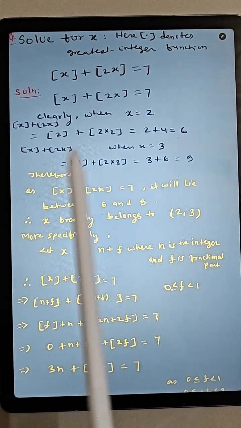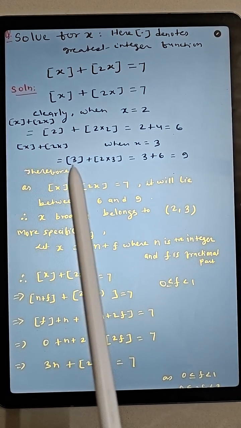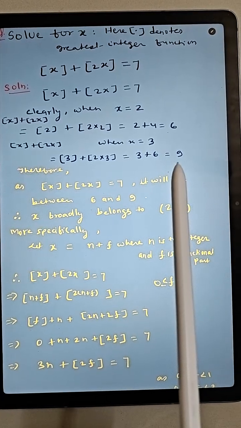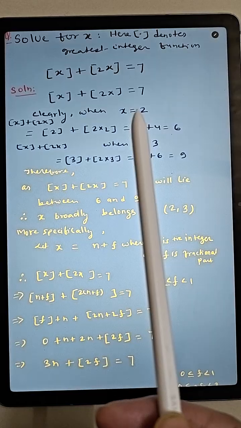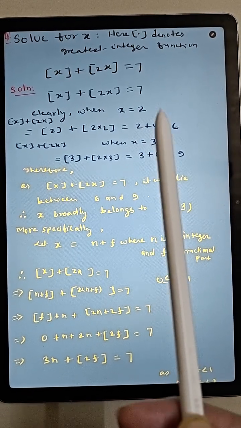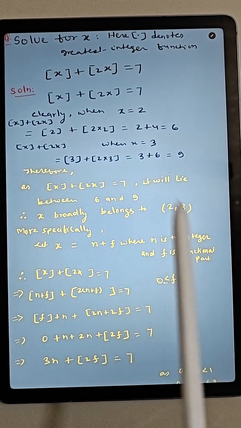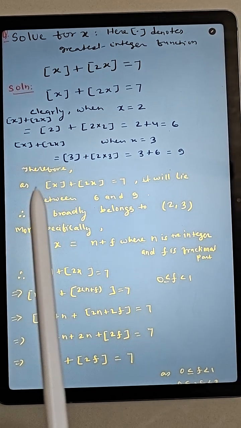So let us see. When x equal to 3, x is 3 and 2x is 6. So 6 plus 3 is 9. But our value is 7. So we are getting that x could be between 2 and 3, yes or no? Then only we can get this 7 value. So more specifically, we have to find the solution. So we will proceed like this.